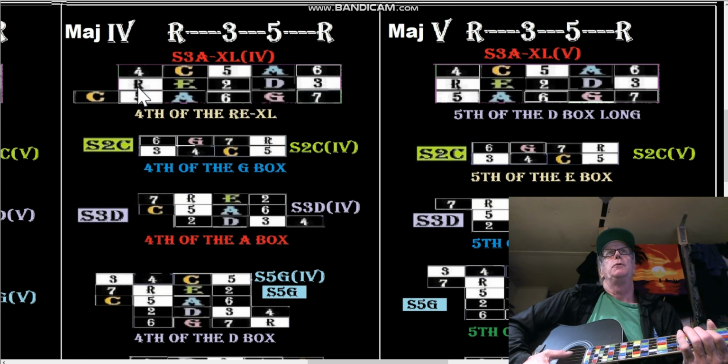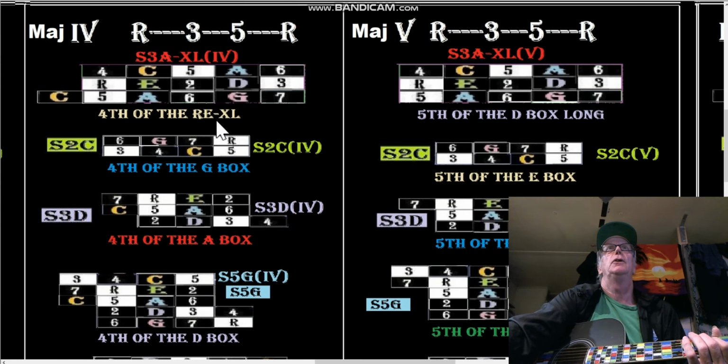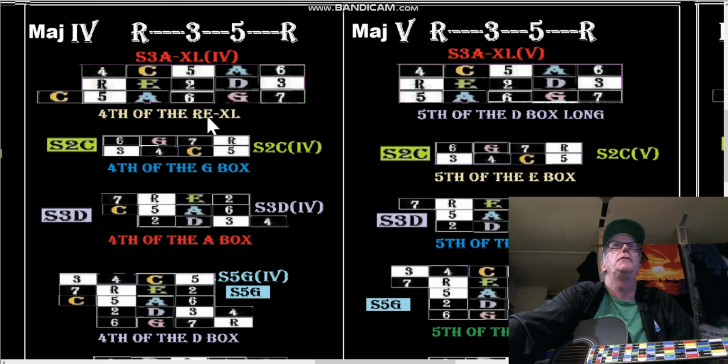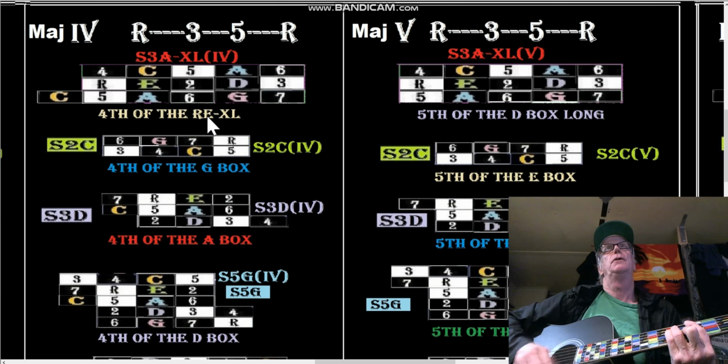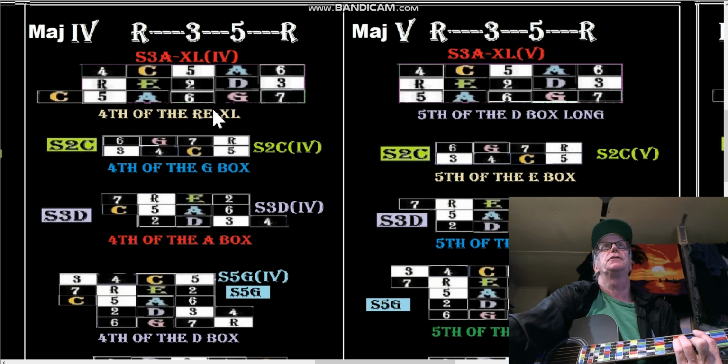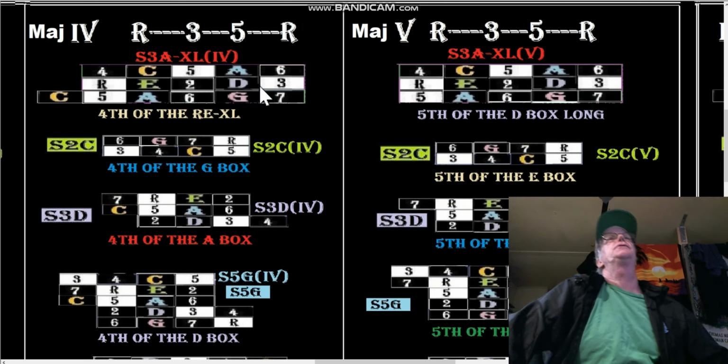Now if we want to substitute the fifth, we're going to play root, 5, 3, 5 there of the fifth. But look, this is the fourth of the E box, which we were playing. We started on an E shape. So let's not jump right into this, because this isn't the same thing. This is the fifth of the D long box. So we would have had to have been playing a D shape here. So let's not get confused here.